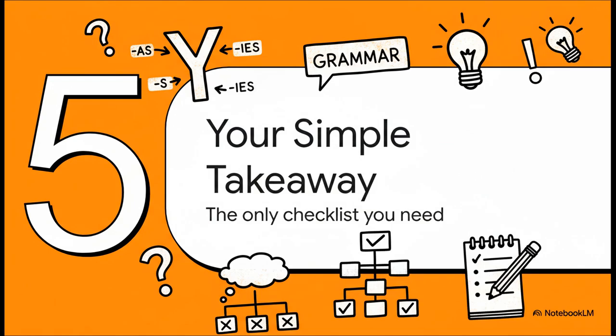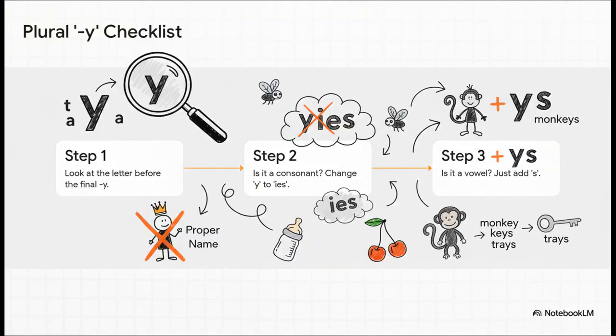Okay, so we've covered the two main rules and the one big exception. Let's boil this all down to a super simple takeaway. Think of it as a quick mental checklist you can use anytime you're writing. Here it is. It's this simple. Anytime you have a word ending in Y and you need to make it plural, just do this. First, look at the letter right before the Y. Step 2, is it a consonant? Cool. Change the Y to IES, unless, of course, it's a proper name. And step 3, is it a vowel? Even easier. Just add an S. That's all there is to it.